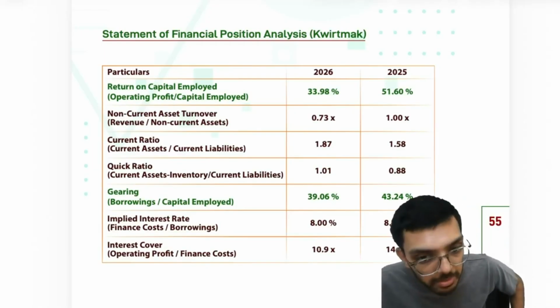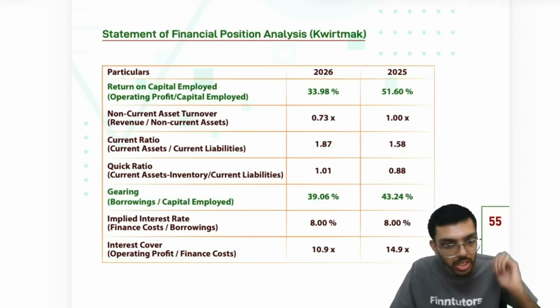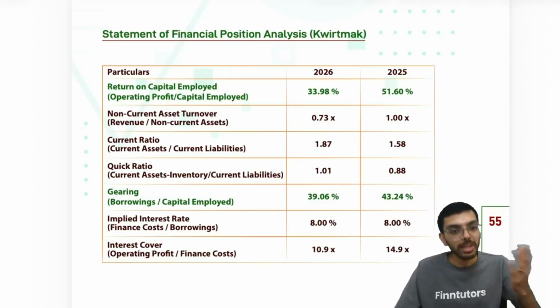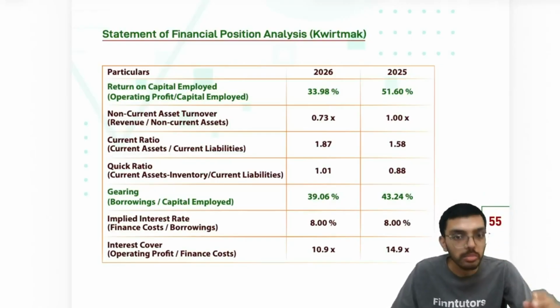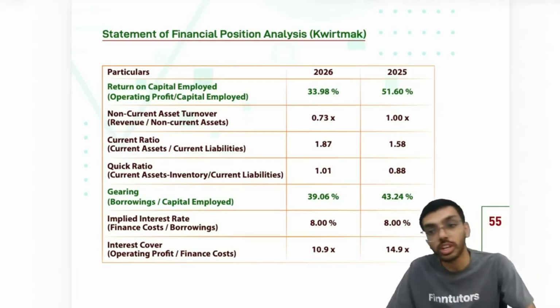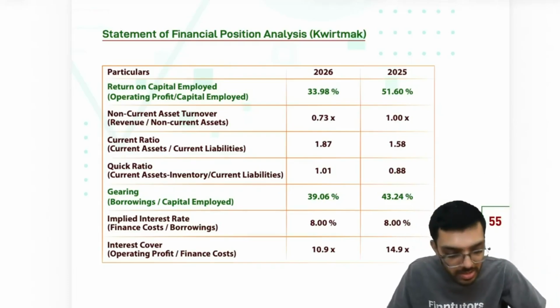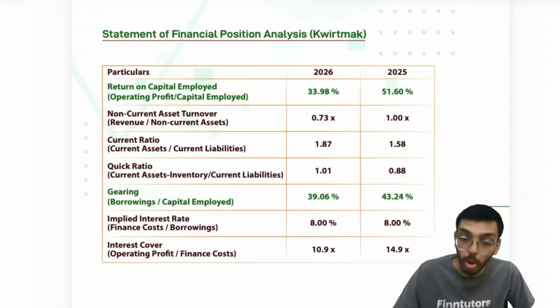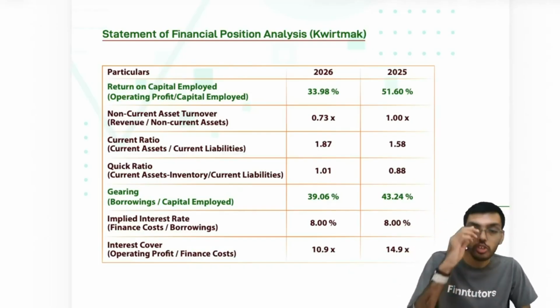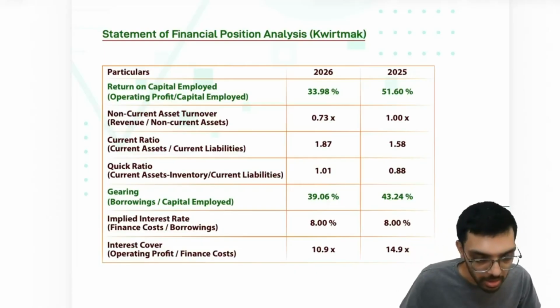If I look at gearing, from 43 it became 39. Why? Because the capital employed figure has increased, because your profit decreased, but you still made a profit, right? So it added to your retained earnings. Gets added to your retained earnings, your capital employed figure changes, borrowings have remained constant. So my gearing went down to 39%.